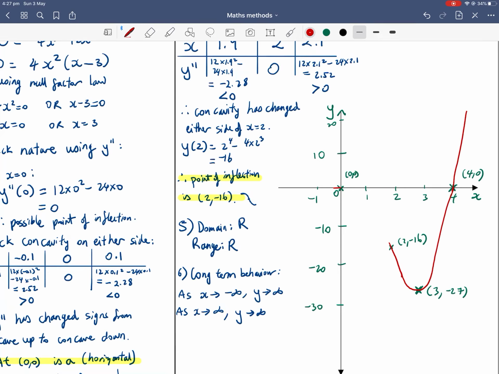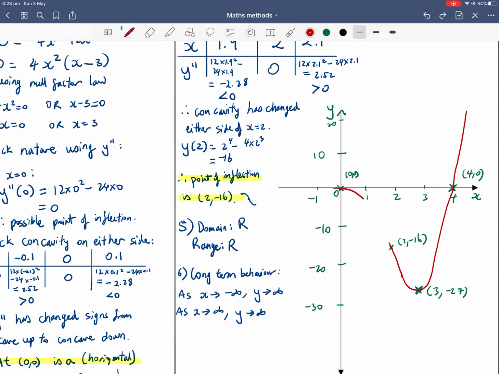Like that. And then we know that at 0, 0, it's a point of inflection that goes from concave up, so a half a happy face, and then turns to a half a sad face. And this half a sad face connects up to the other sad face, or concave down part, of the point of inflection at 2, negative 16.